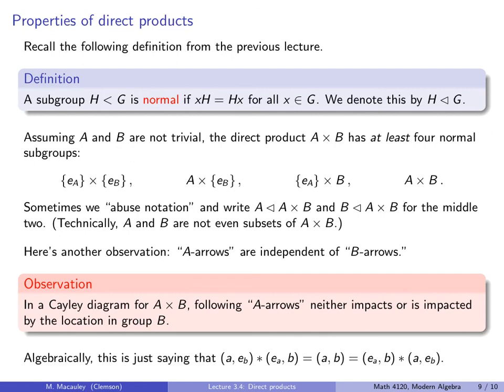Algebraically, and I encourage you to always think of things algebraically with direct products because it's arguably simpler, this is just saying that this generator, A, and the identity applied to this generator, the identity in A and B, which of course is the element AB, can be written in the opposite order. So following the A arrow and the B arrow is the same as following the B arrow and then the A arrow.